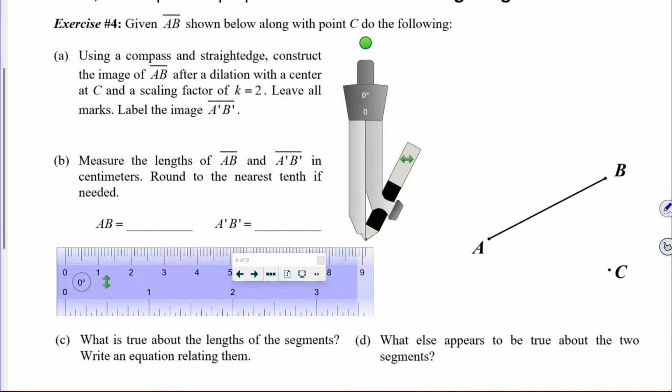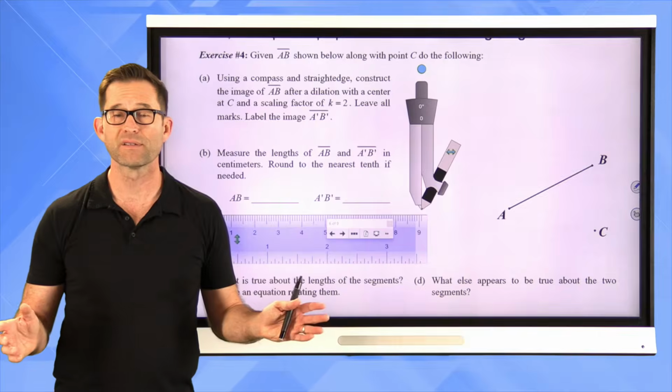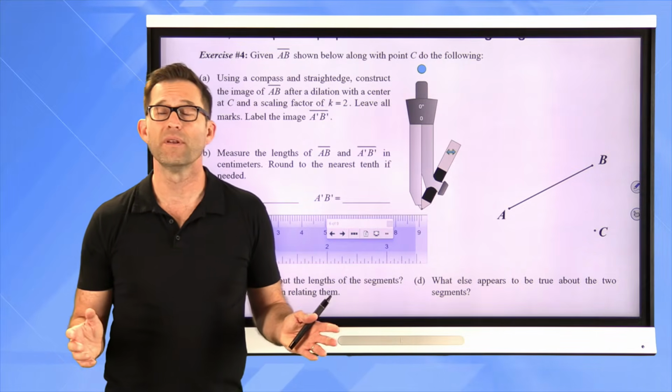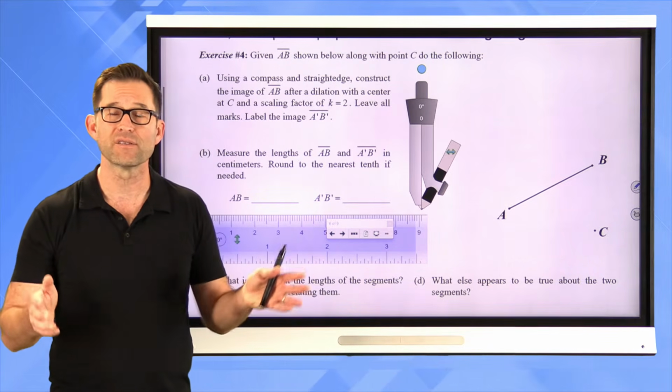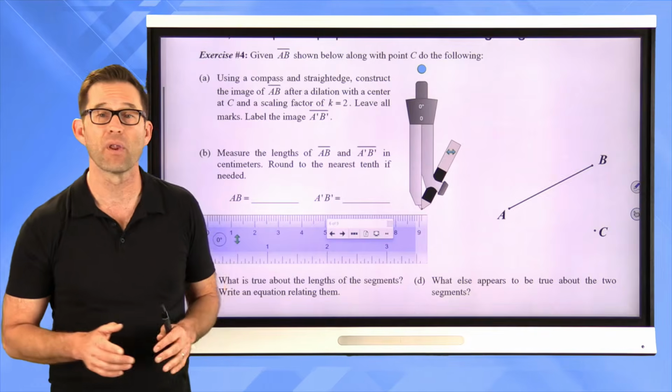Given AB shown below, along with point C, do the following. Letter A. Using a compass and straightedge, construct the image of AB after a dilation with a center at C and a scaling factor of k equals 2. Leave all marks, label the image A prime, B prime. Awesome. This is actually very similar to what we did before, except we actually have to draw those rays that our image points are going to end up lying on.